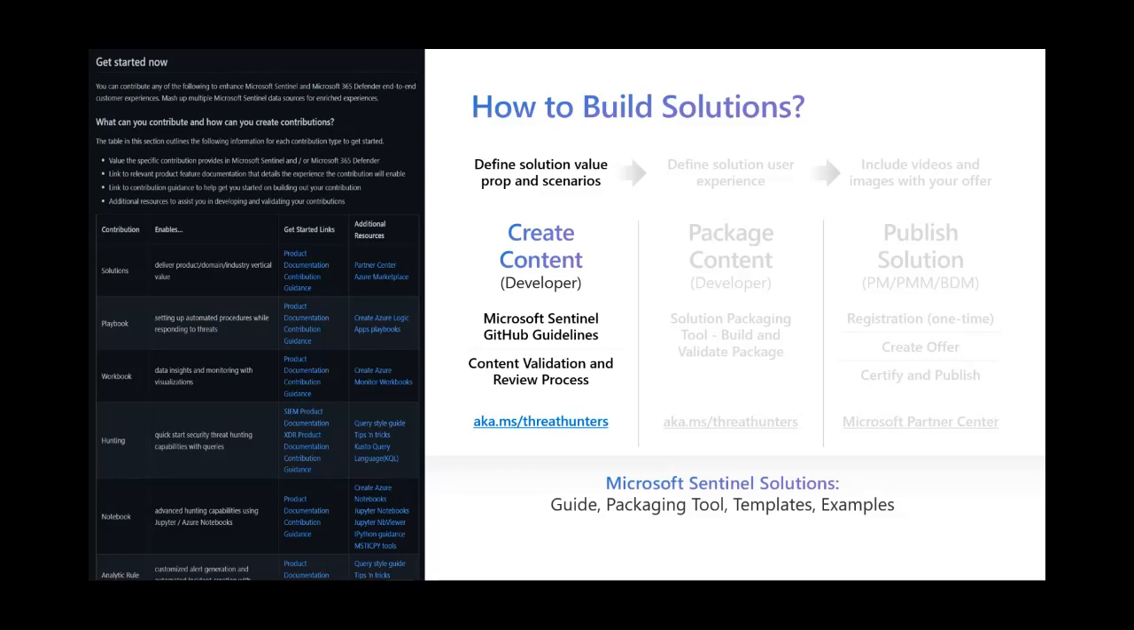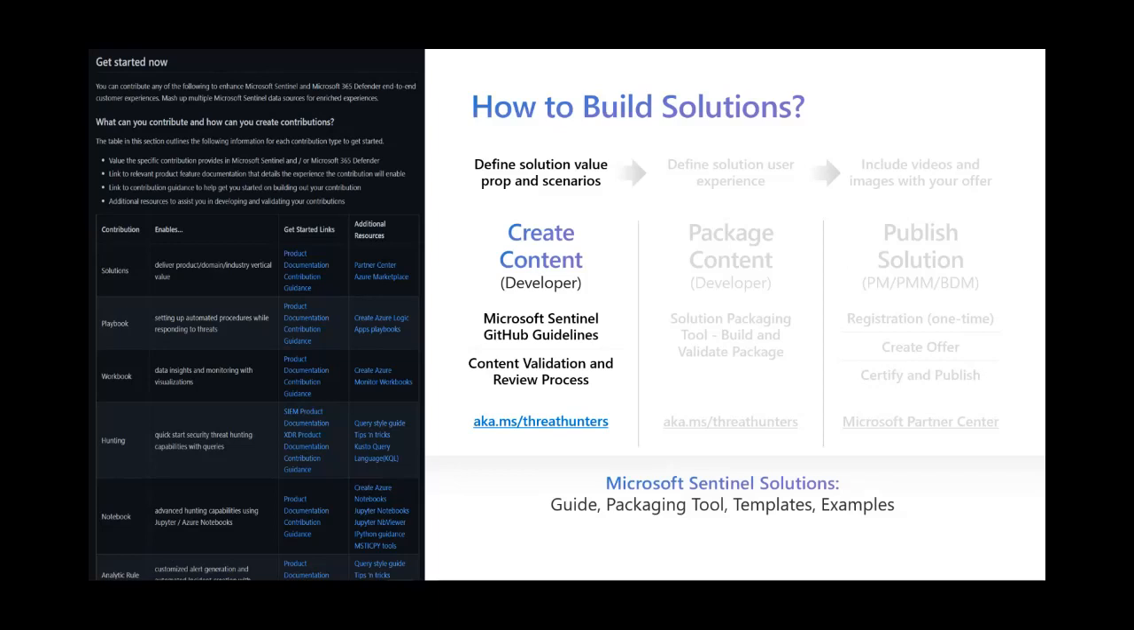There are 3 steps to building a solution. First off, the value prop for the solution, scenarios, and the content for the solution needs to be created. The value prop is usually a product management activity, and creating the content piece becomes more of a developer activity. It's a mixed role here.